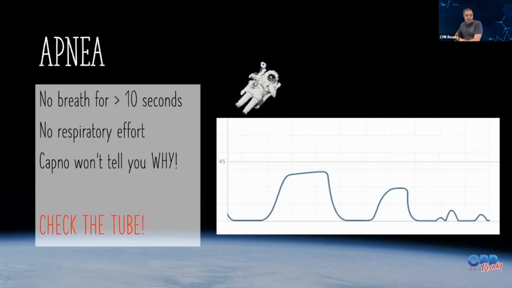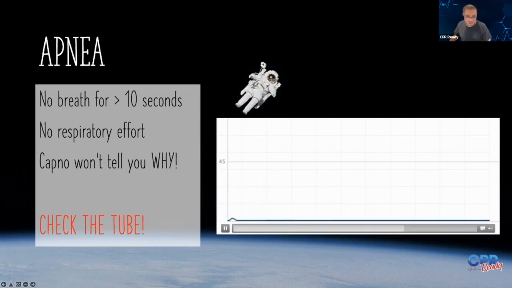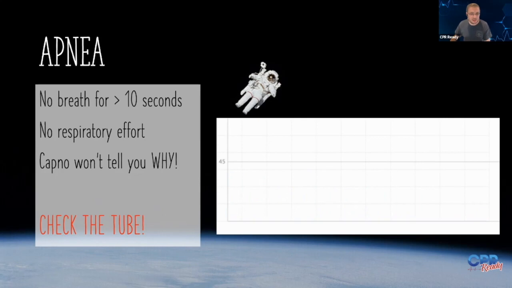Some things that can cause this are the obvious, right? Cardiac arrest, respiratory arrest. Also consider your equipment, right? You want to make sure your equipment is connected correctly. The biggest thing here, and we're going to revisit it later because it's so critical, is if you have an intubated patient, you have to check the tube.